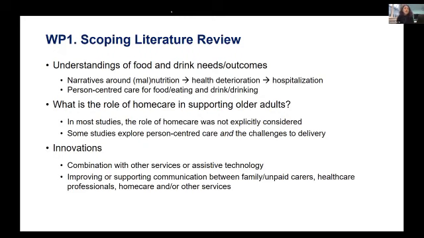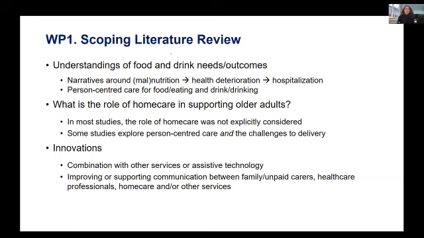So the first thing that we were interested in looking at as part of the overall evidence was how the studies that we selected defined and framed food and drink needs and outcomes. So what was the common understanding of this topic? And we found that the majority of studies that we selected and analyzed used a medical lens to understand the food and drink needs, and almost exclusively a medical lens. That is, needs were understood mainly in terms of nutrition, or rather, malnutrition and dehydration.